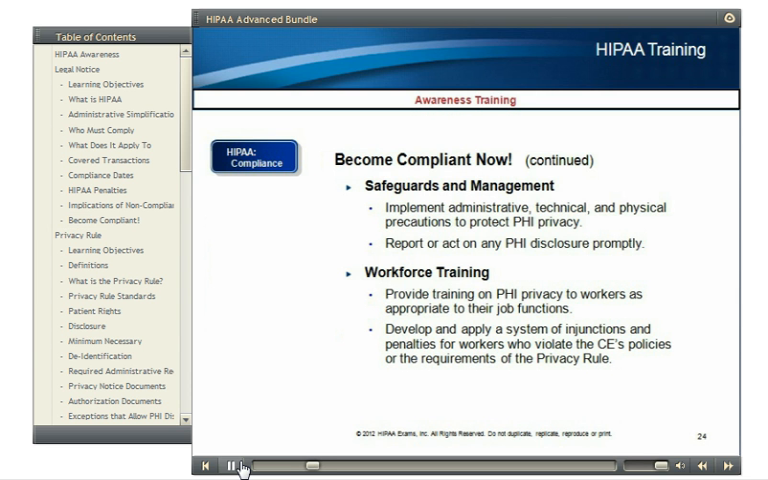Safeguards and management. Implement administrative, technical, and physical precautions to protect PHI privacy. Report or act on any PHI disclosure promptly. Workforce training. Provide training on PHI privacy to workers as appropriate to their job functions. Develop and apply a system of sanctions and penalties for workers who violate the CE's policies or the requirements of the privacy rule.